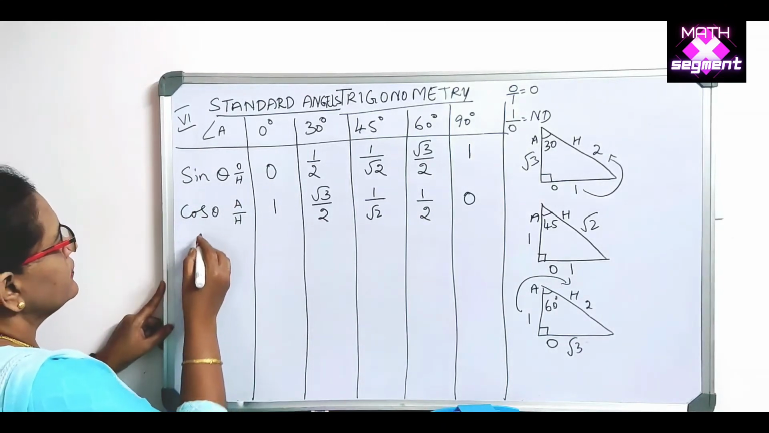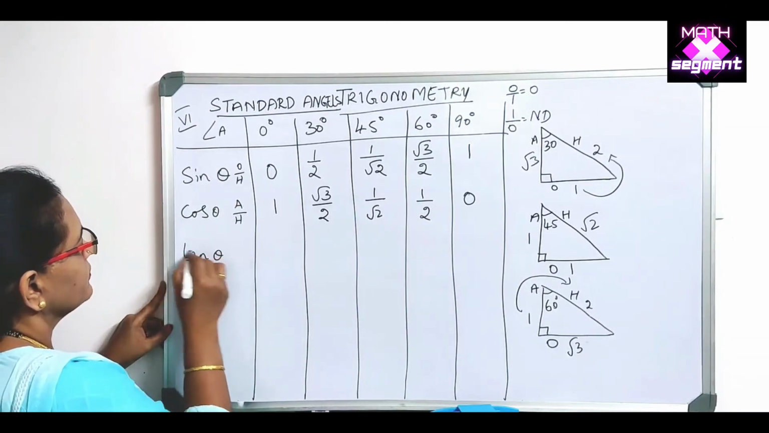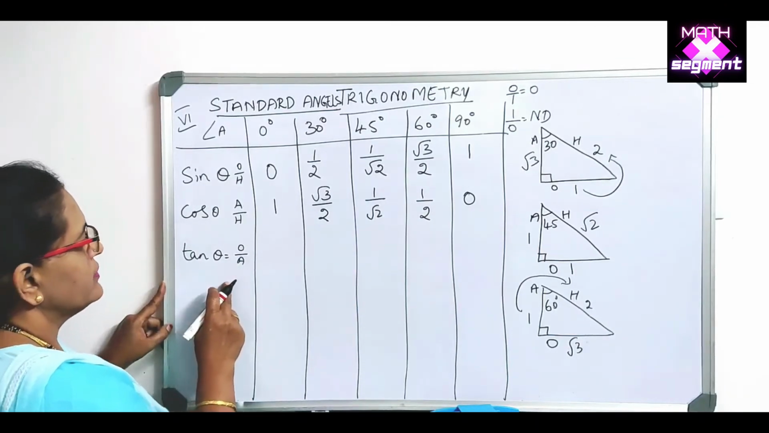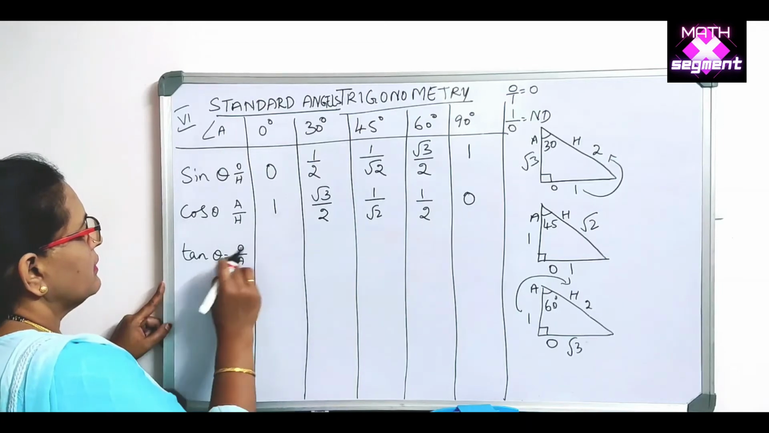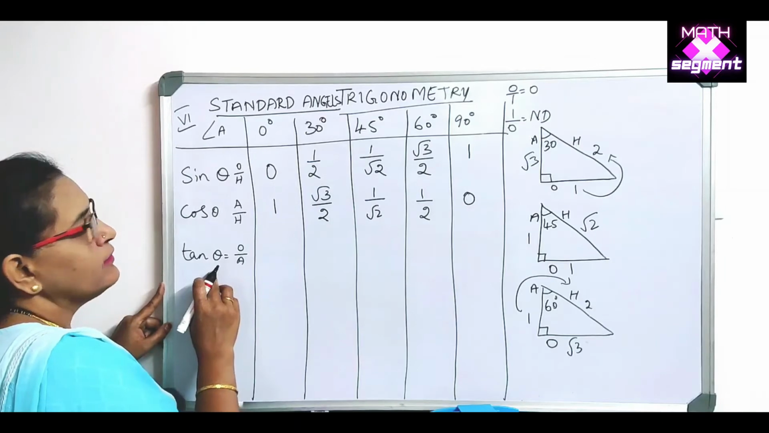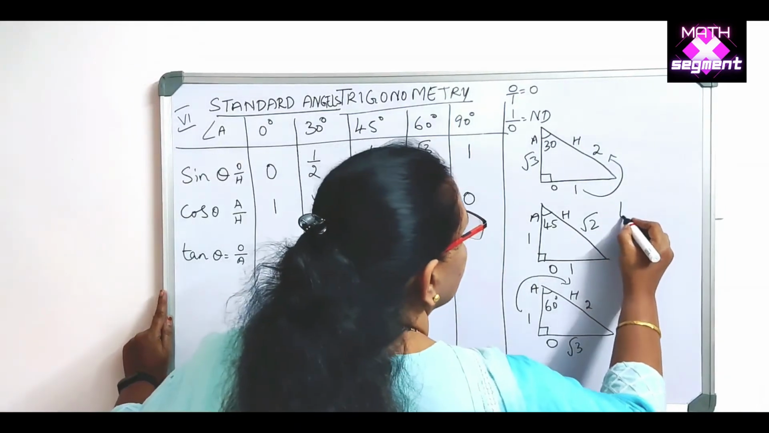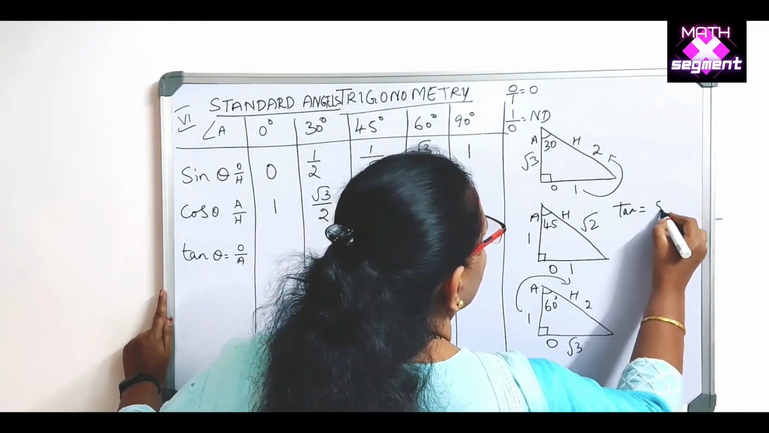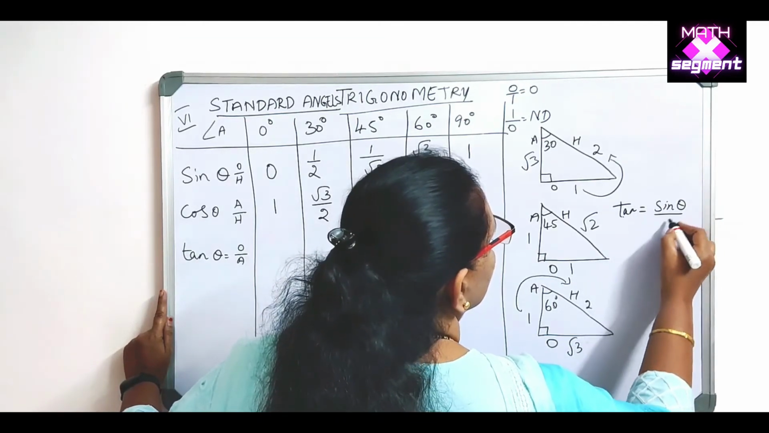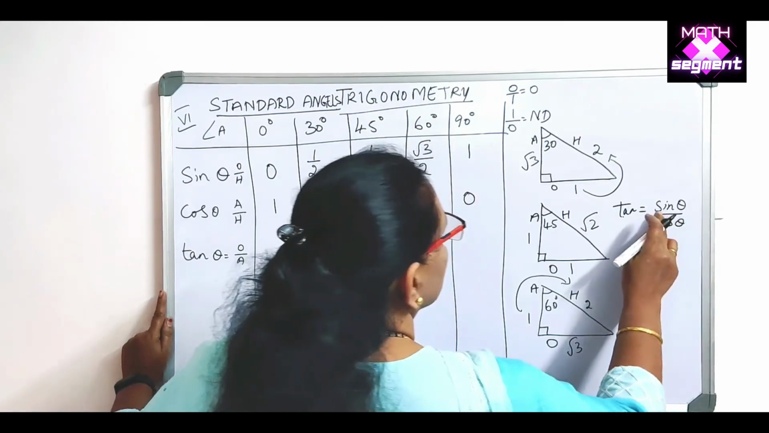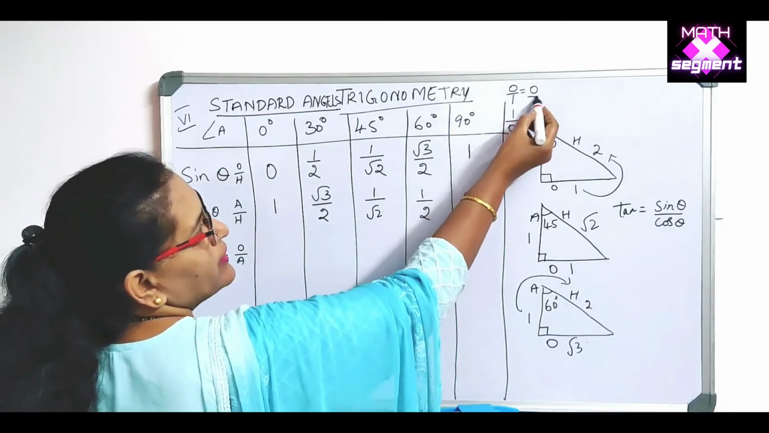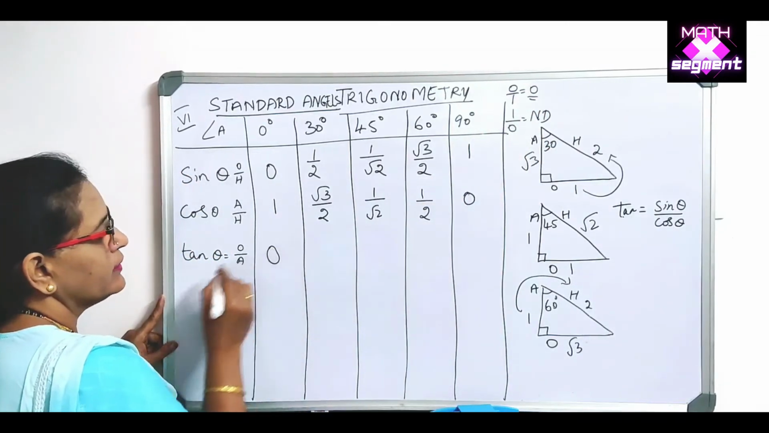Now next comes, after cos, tan theta. Tan theta is what? Opposite by adjacent. So opposite by adjacent here, what is it? Here you can take for tan 0, it is nothing but sine divided by cos, where we have learnt that one way of writing the trigonometric ratio is tan theta is equal to sine theta by cos theta. So that means sine divided by cos. So 0 divided by 1. So 0 divided by 1 is what? 0. So you can take 0.